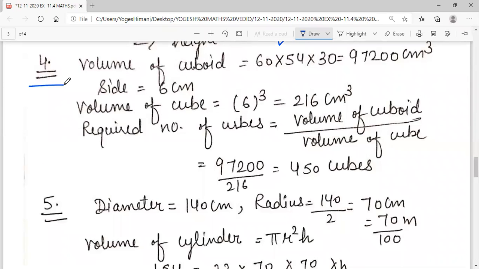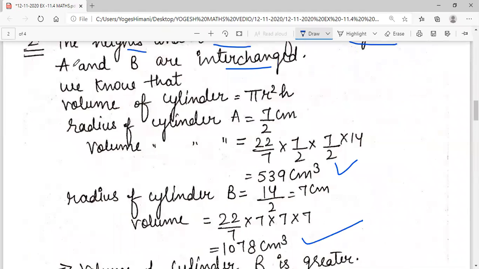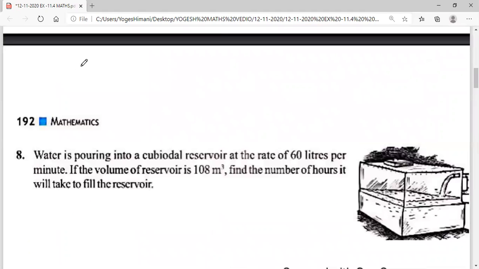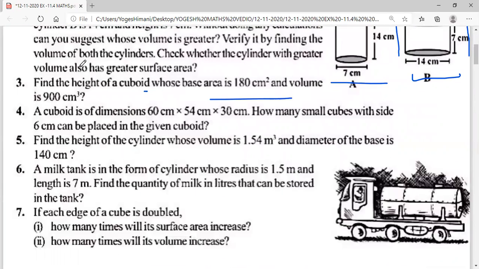So next one is question number 4. In question number 4, we can see a cuboid of dimensions 60 centimeter, 54 centimeter, and 30 centimeter. How many small cubes with sides 6 centimeter can be placed in the given cuboid? Like we have a room whose dimensions are like this, and we have to find the number of small cubes that can be fitted in that room. So we have to find the number of cubes. So what can we do?